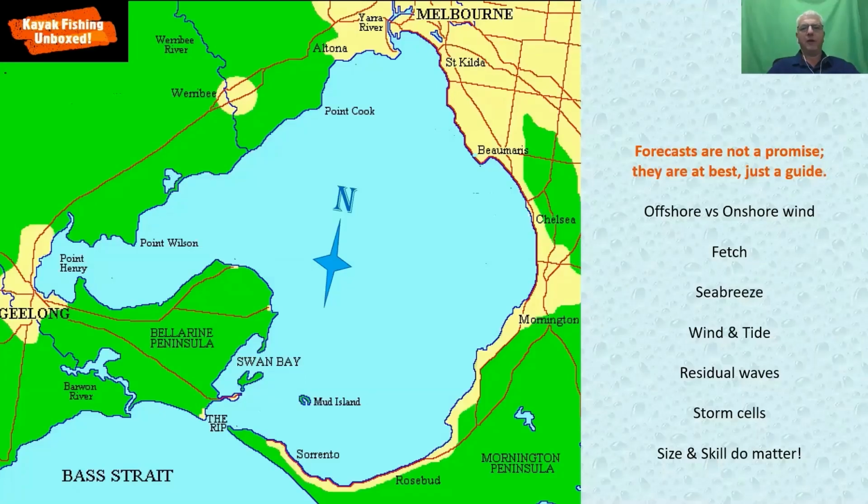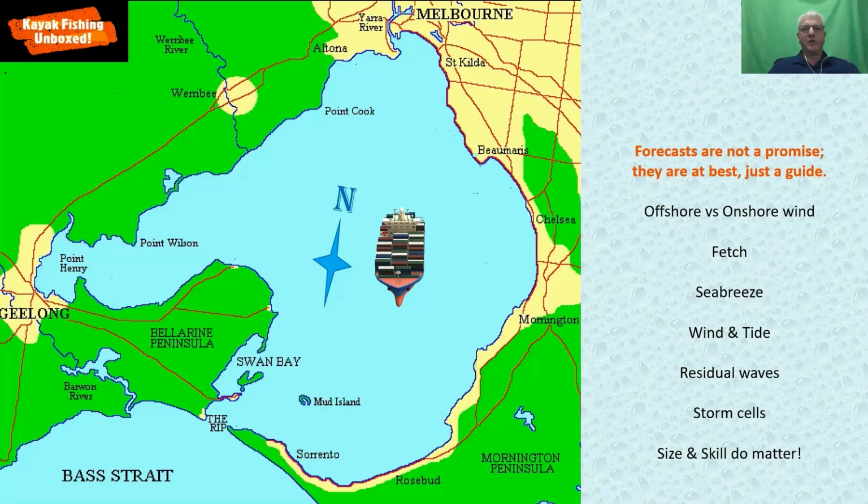This is a map of Port Phillip Bay. Port Phillip Bay is a fairly large expanse of water in Victoria in Australia. It's about 40 to 50 kilometres across from one end to the other at the widest points. It does get severely affected by wind because it is such a large body of water, and it's basically flat all the way around it.